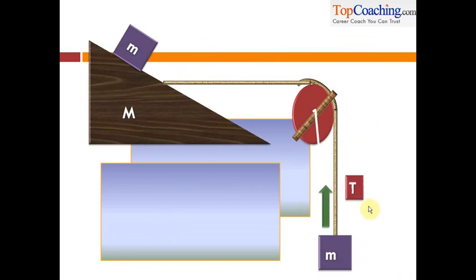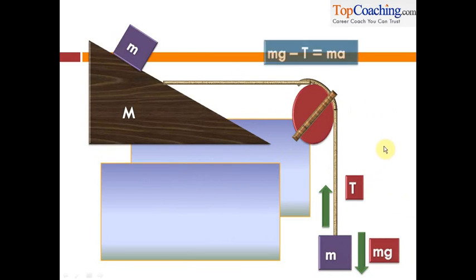We can now apply the equation F equal to ma for this block of mass small m. When we do that, we have the force mg acting on this block downwards, and we have the tension force acting upwards. So we can say that mg minus T is m into a. So we have so many equations here.